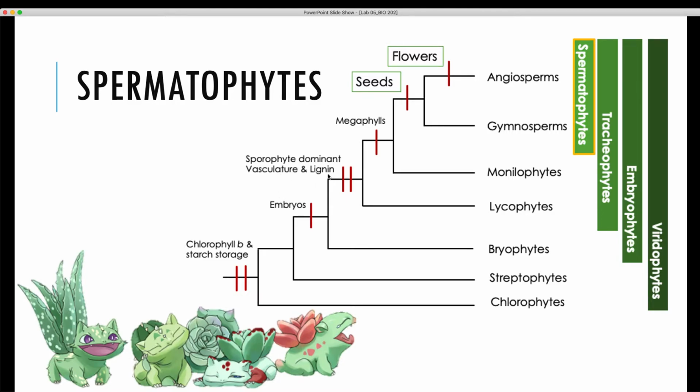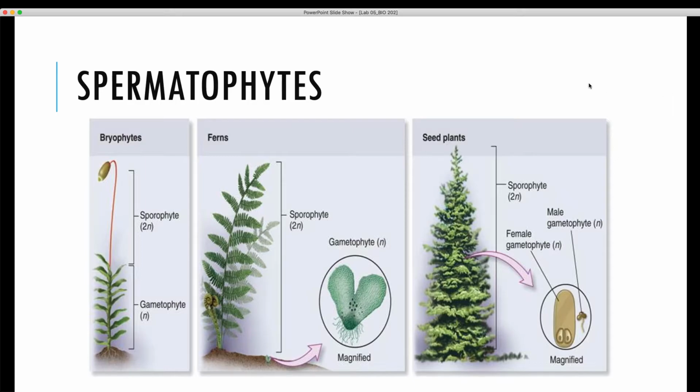We have vascular tissues and lignin. We also have megaphylls, which are true leaves. That starts with our monilophytes, right? Our ferns and up. And let's just get to the spermatophytes. So don't forget, our sporophyte generation is growing larger. Our gametophyte generation is much smaller now. So we have sporophytes that are the size of giant trees, and our gametophytes are only a few cells large.